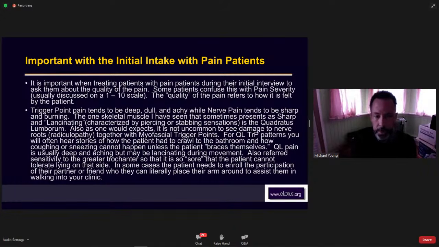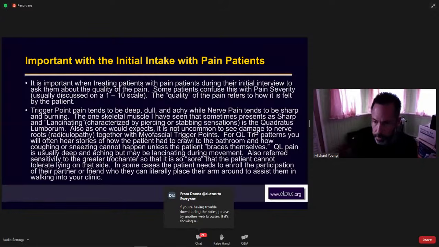So trigger point pain, again, tends to be deep, dull, and achy. Nerve pain tends to be sharp and burning. The only exception I'm aware of is the quadratus lumborum or QL. Sometimes that's lancinating, like a seizing kind of pain. And as you can guess, it's not uncommon to see damage to nerve roots, radiculopathy, together with myofascial trigger points.